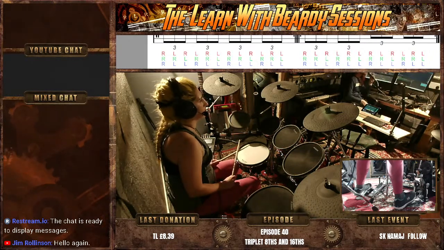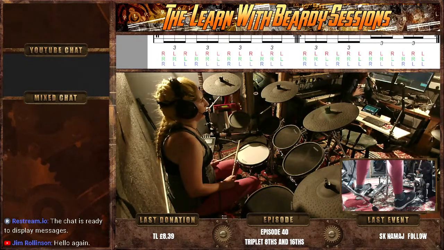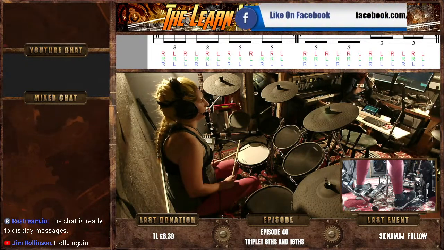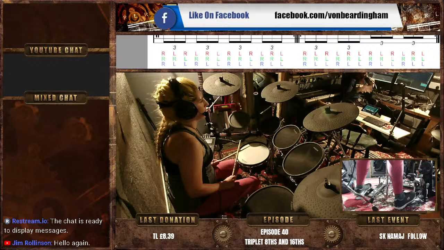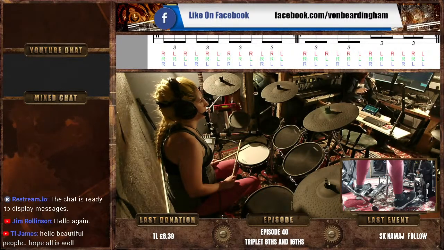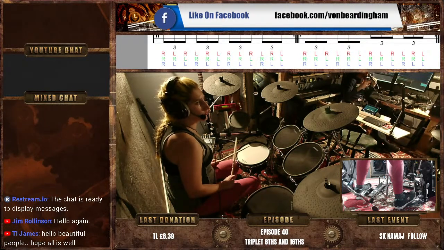And we are going to now start splitting up these triplets around the kit. Now, one of the reasons for doing this is you will start to hear the difference in the sound depending on which sticking pattern you use. So, Carrie, I want you to do basically a bar of triplets.